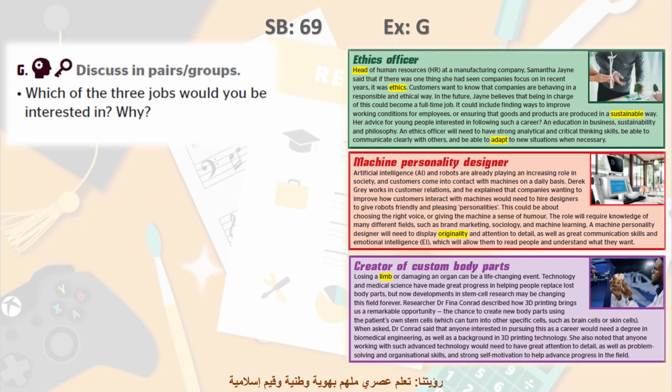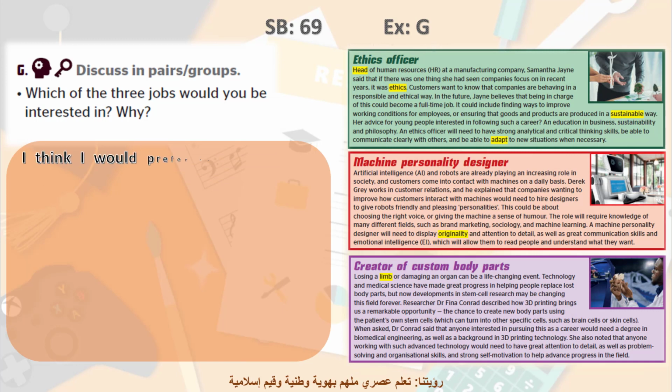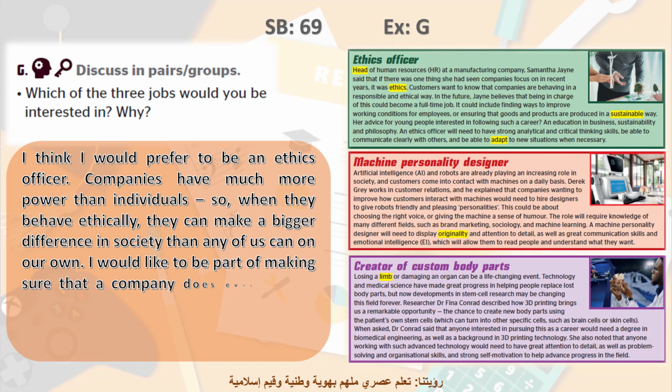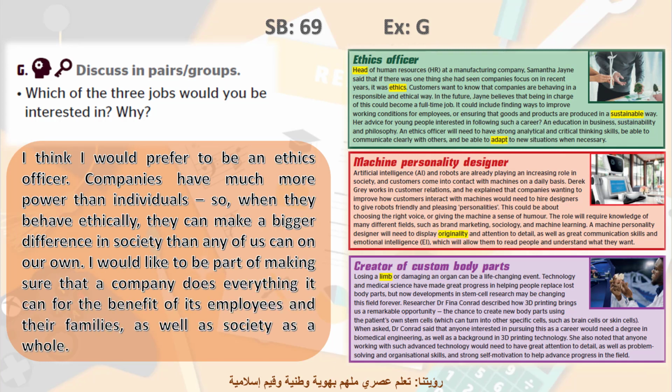Here is a suggested answer. I think I'd prefer to be an ethics officer. Companies have much more power than individuals. So, when they behave ethically, they can make a bigger difference in society than any of us can on our own. I'd like to be part of making sure that a company does everything it can for the benefit of its employees and their families, as well as society as a whole. Now tell me, which job have you chosen and why?